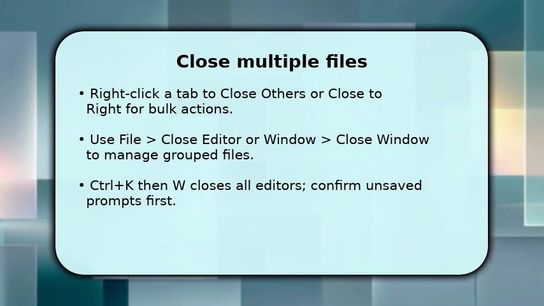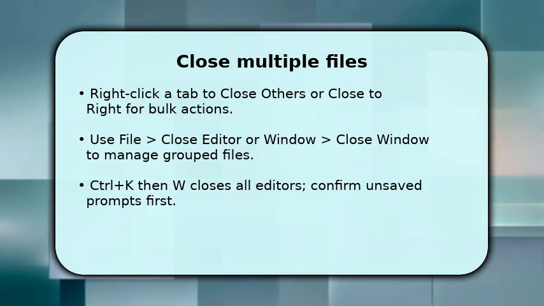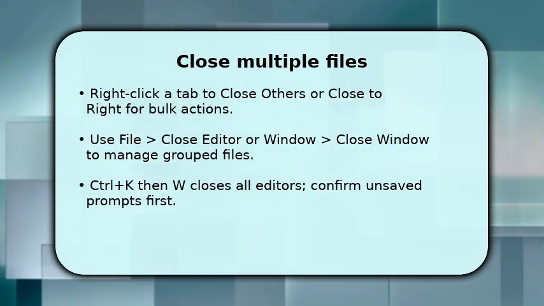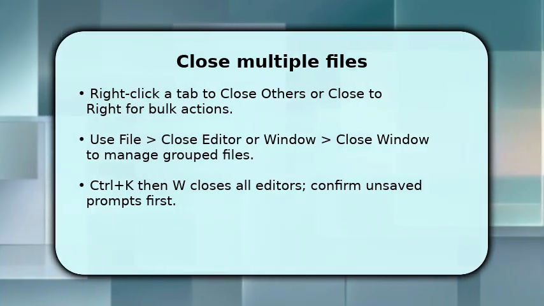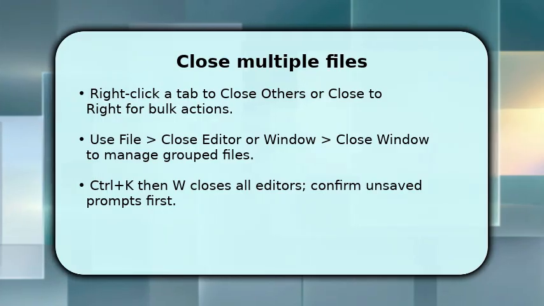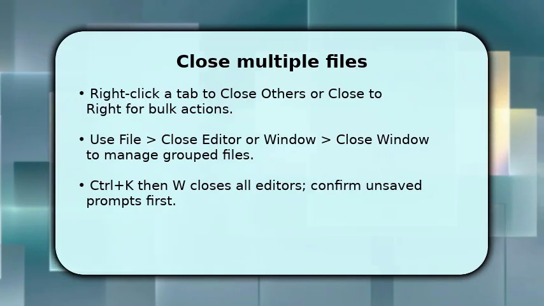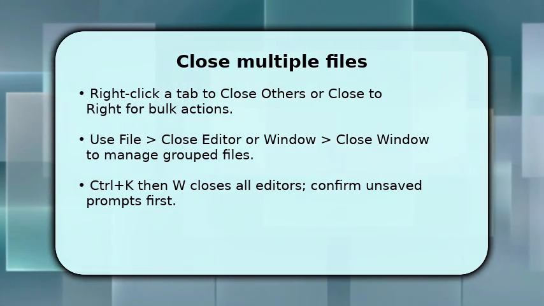Now handle multiple files. If you want to close several at once, right-click one tab and pick Close Others or Close to the Right. This removes tabs quickly while leaving important ones. Alternatively, use the menu options like File, Close Editor for a single grouping or Window, Close Window to end the window session. For a fast full clear, press Ctrl+K then W. Make sure you respond to any save prompts so you don't lose work.